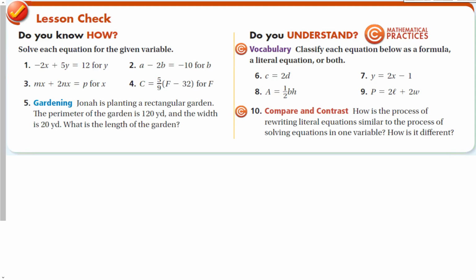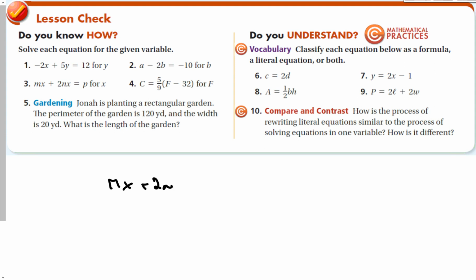All right, so solve each equation for the given variable. Solve this for y, so I would add 2x to both sides, divide by 5. Solve this for b, same thing, subtract a from both sides, divide by -2. Solve this one for x. Let's actually do that one real quick.